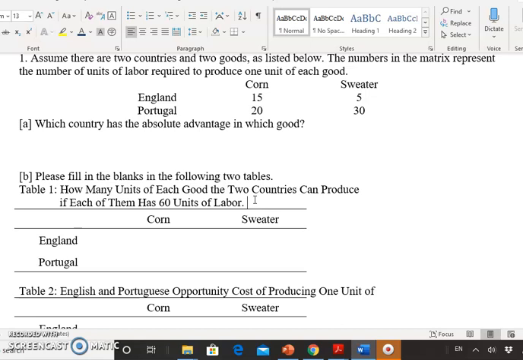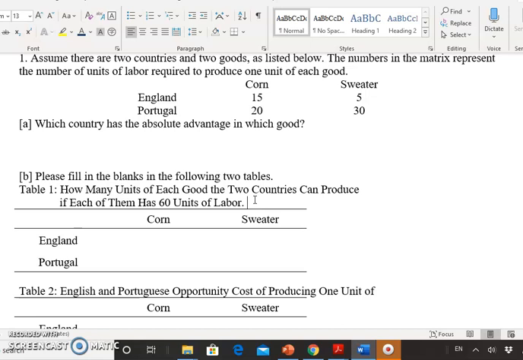Oftentimes, you ask me, where can I find more exercises, more practice? My answer is, go and create your own examples. You go to the problem set, go to the worksheets, and especially with these numerical examples, you manipulate the numbers and you can create your own. That's actually the way I make quizzes. So if you do that, I think it will be very helpful.